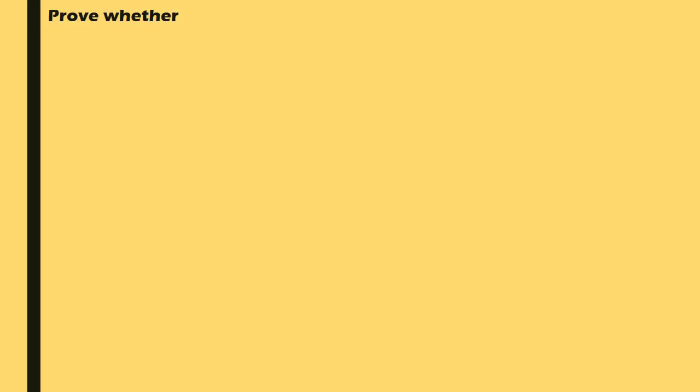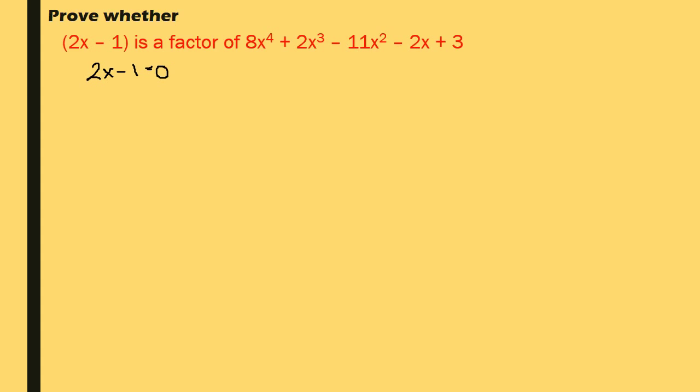Okay, we're going to prove whether 2x minus 1 is a factor of 8x to the 4 plus 2x cubed minus 11x squared minus 2x plus 3. If this is a factor, if I was to solve this bracket equal to naught, so I would solve 2x minus 1 equal to naught. I would get 2x is equal to 1 because I'll bring my minus 1 over the other side, so that it becomes a plus 1. And then I'll get x is equal to a half. So that's the solution for that factor if I solved it equal to naught.